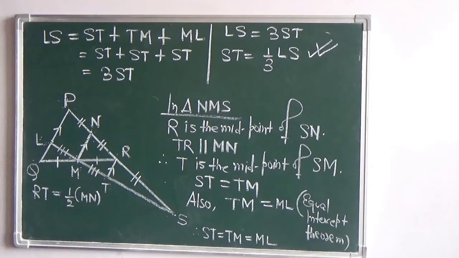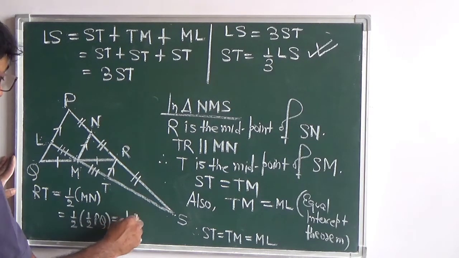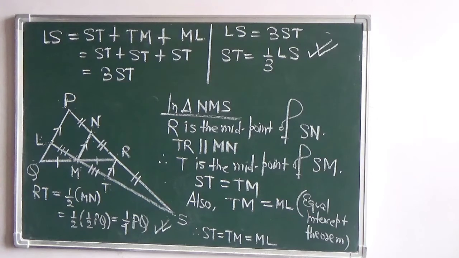Now look at this triangle PQR. M is the midpoint, N is the midpoint. So MN is half of PQ. So you can write half of PQ, and that is 1 by 4 PQ. So this proves the second part of the question.